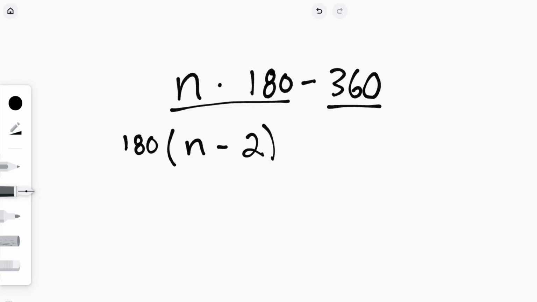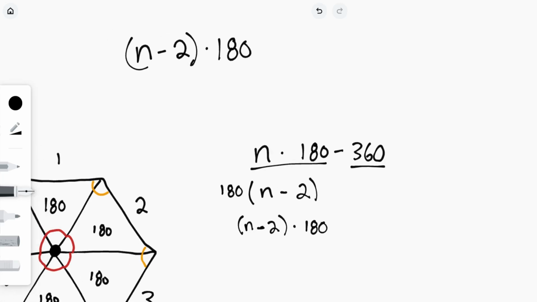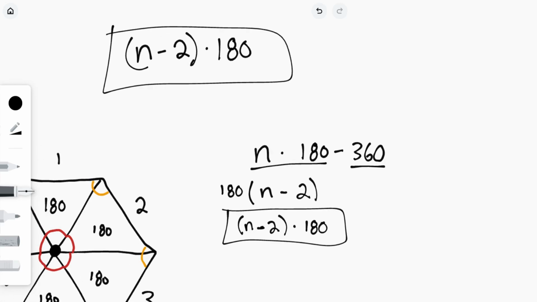I'm pretty much done at this point. However, I can rearrange it. I can write (n minus 2) times 180. This is the interior angle sum of a polygon with n sides.